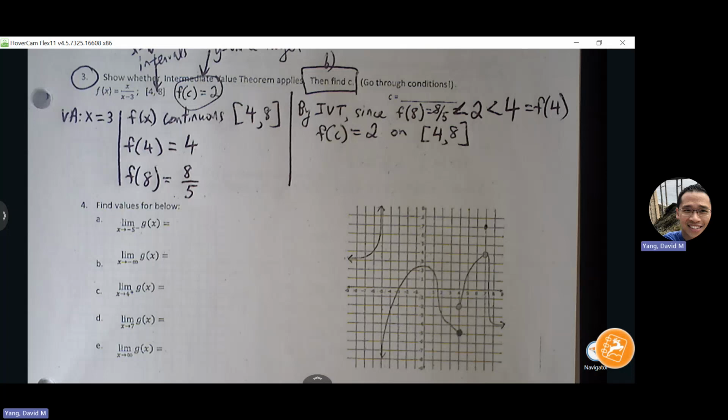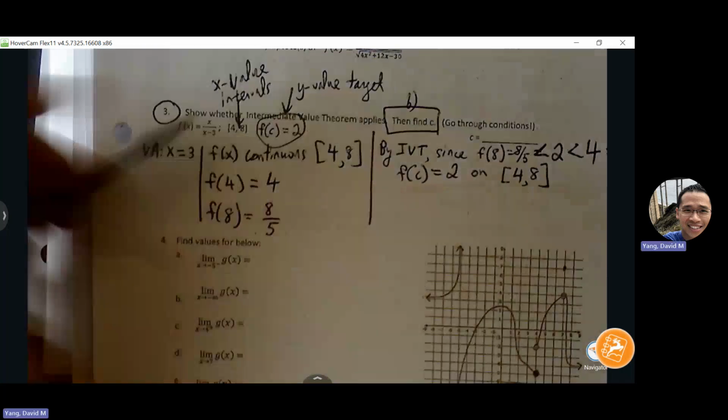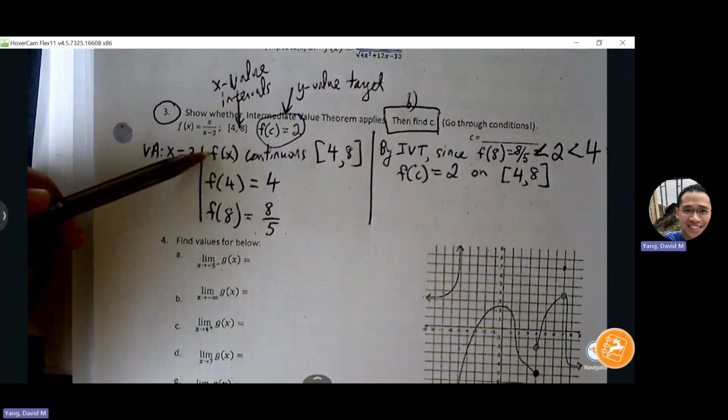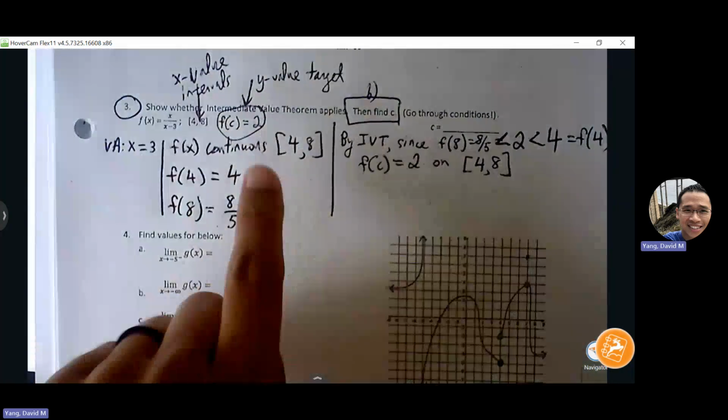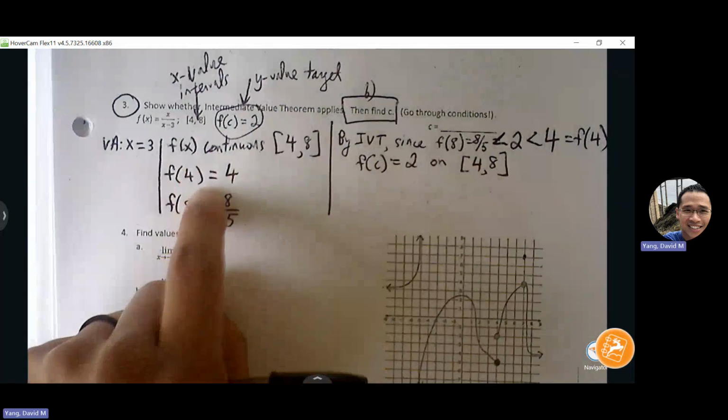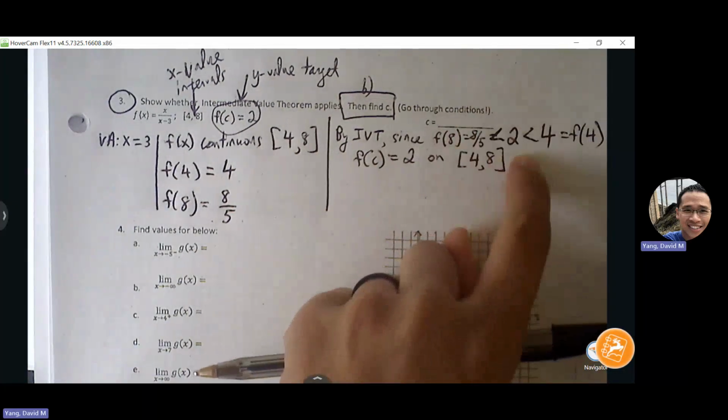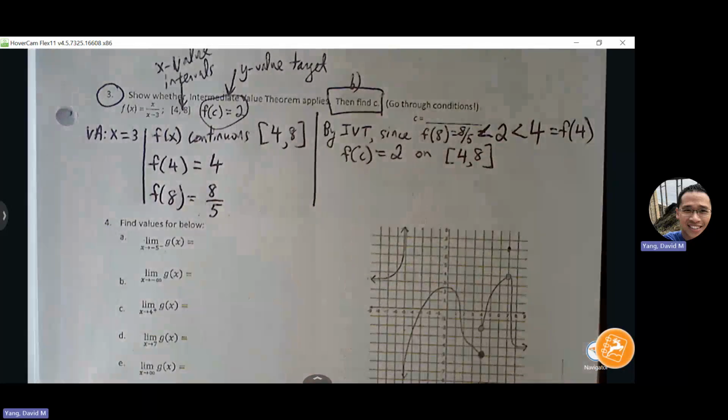Where did you do the conditions at? Because I know. Oh, conditions are here. Oh, okay. You just didn't label them 1, 2, 3. Right, I didn't label them. Yeah, I say my function is continuous, and then well, this is technically a condition because I'm showing that my Y value target is between my endpoint Y values.